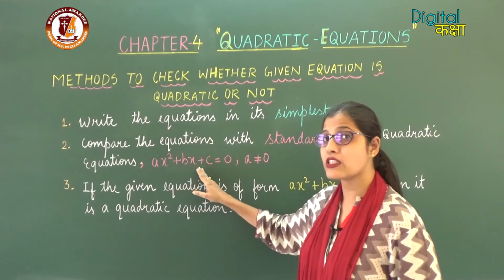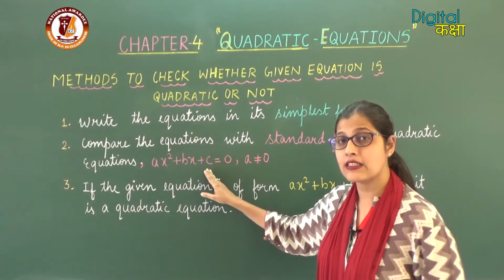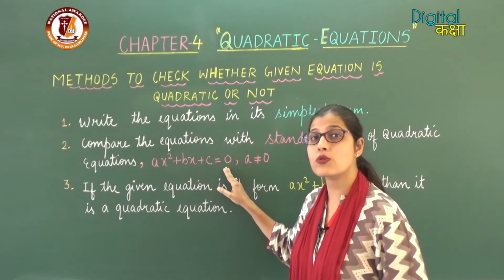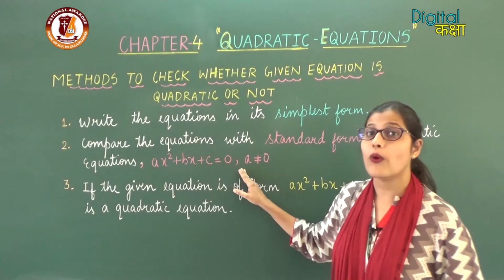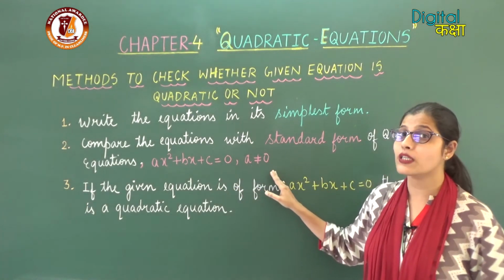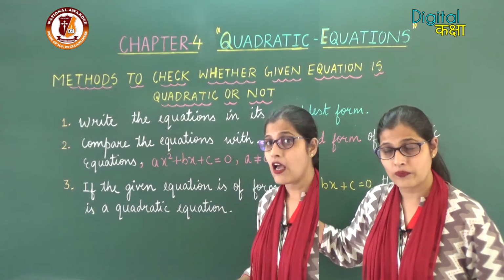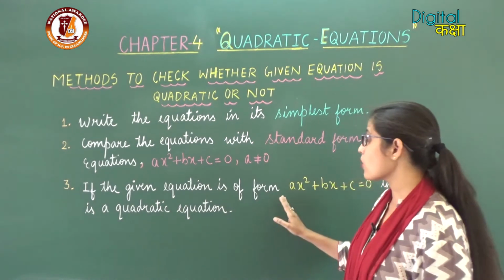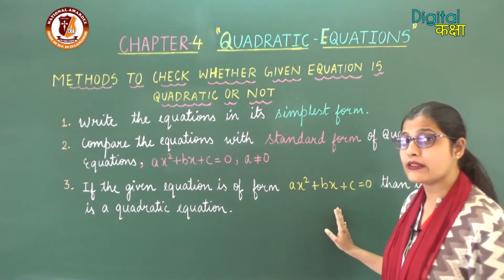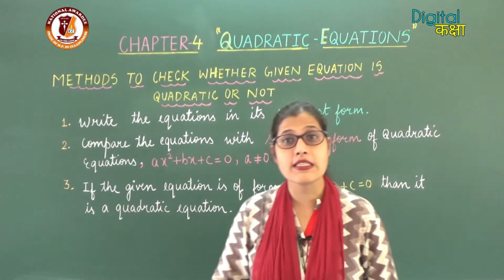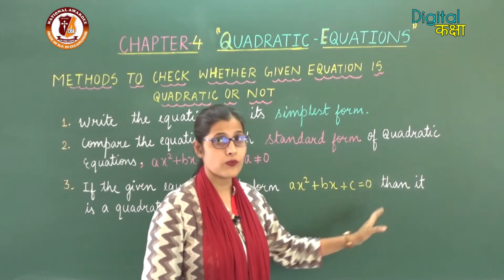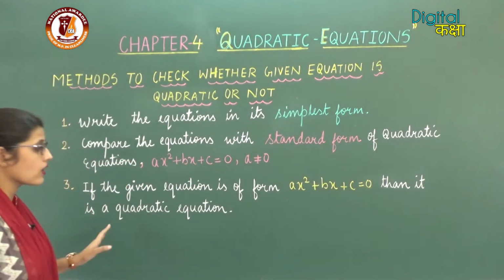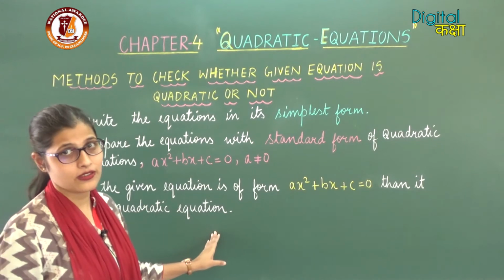is ax square plus bx plus c equals to 0, where the value of a should not be equal to 0. After comparison, if the given equation is of the form ax square plus bx plus c equals to 0, then it is a quadratic equation.